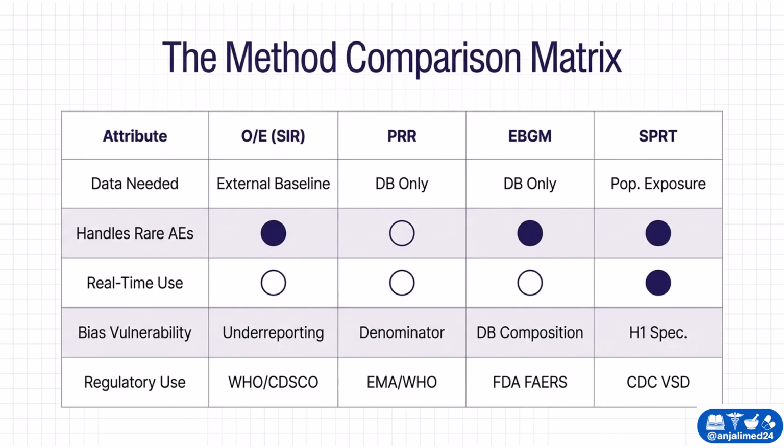The central takeaway from this slide is that modern vaccine safety assessment is multidimensional. Different methods answer different scientific questions. PRR identifies the disproportionality, EBGM stabilizes the noisy signals, O over E validates the real world excess risk, and SPRT enables continuous real time surveillance. When these approaches are combined strategically, they create a far more reliable and scientifically rigorous pharmacovigilance framework than any single metric alone.